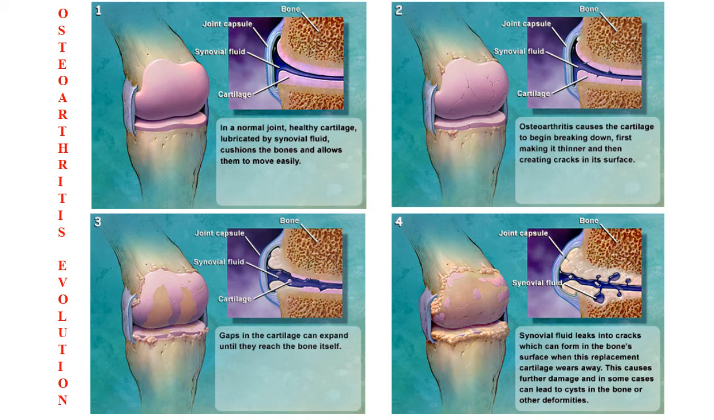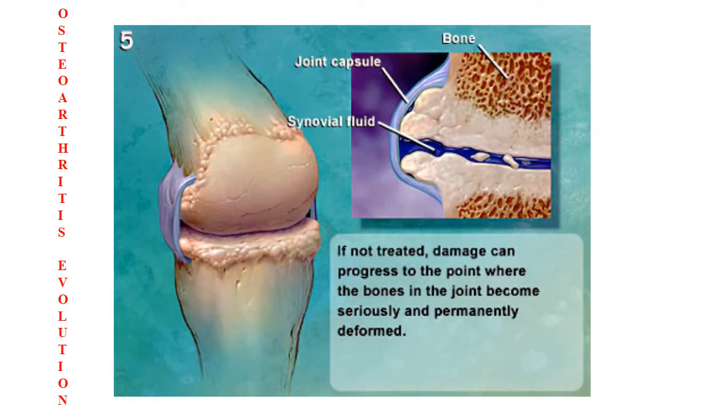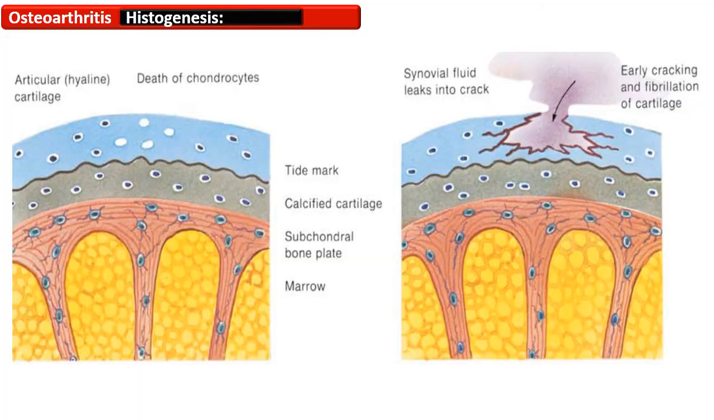due to whole thickness loss of the articular cartilage and subsequent accumulation of the synovial fluid within these cracks, which deepens and forms cysts. The joint capsule is affected lately. So finally, the bones in the joint can be seriously and permanently deformed, and there is almost complete loss of articular cartilage. So now, the histogenesis of this osteoarthritis.